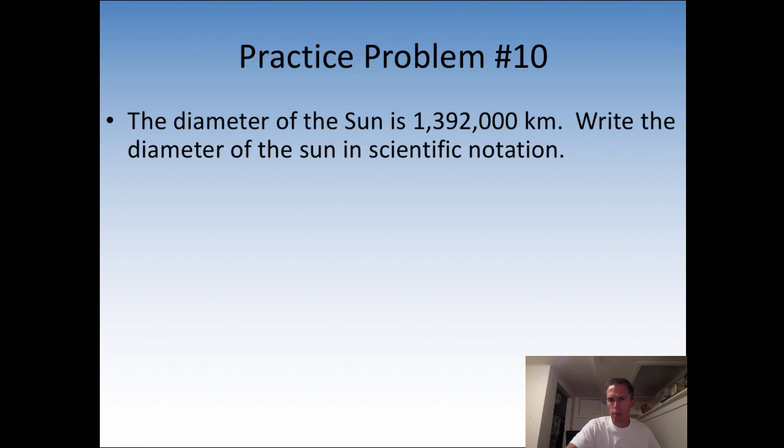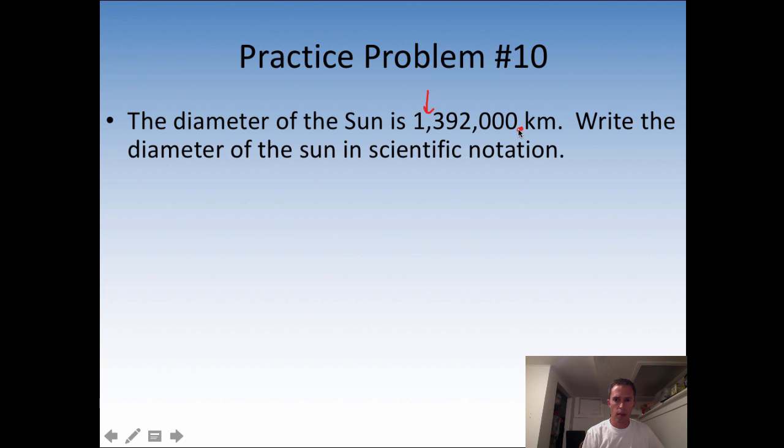All right, this first practice problem, number 10, it says the diameter of the sun is, let's see, that would be 1,392,000 kilometers. Write the diameter of the sun in scientific notation. Okay, so let's look at this. Let's see if red will show up. We have an understood decimal right here. Okay, we want to move that decimal so that there's one number to the left. So that decimal needs to move over to here.